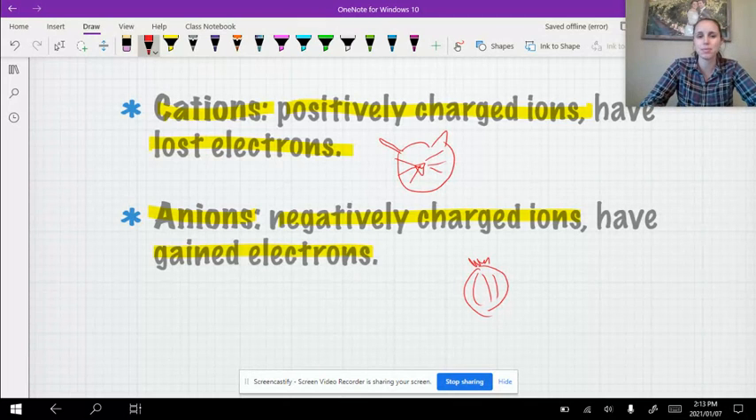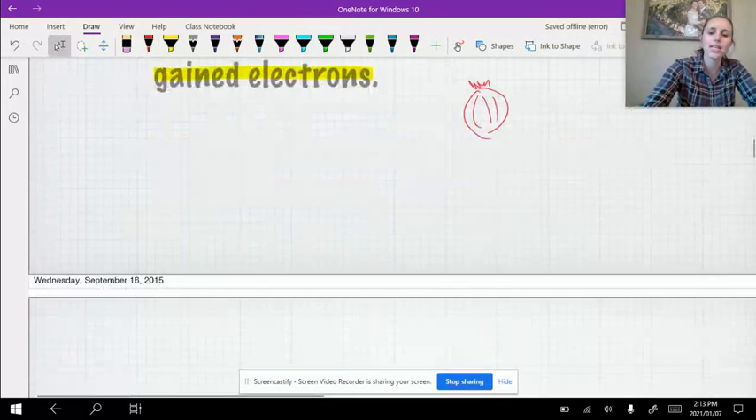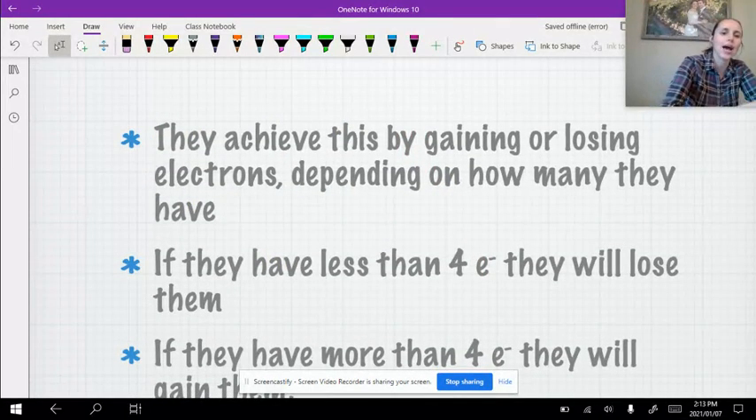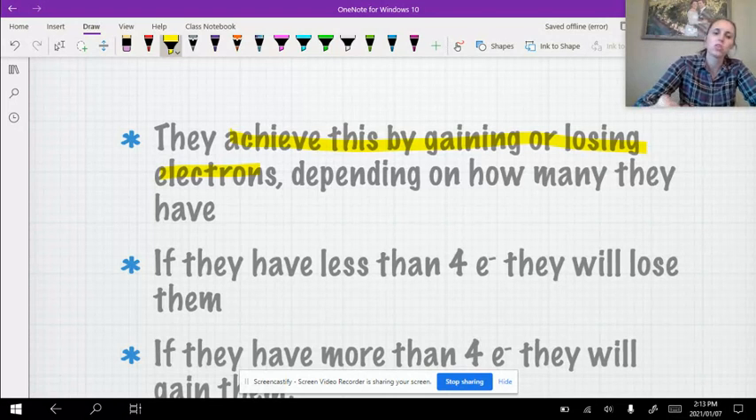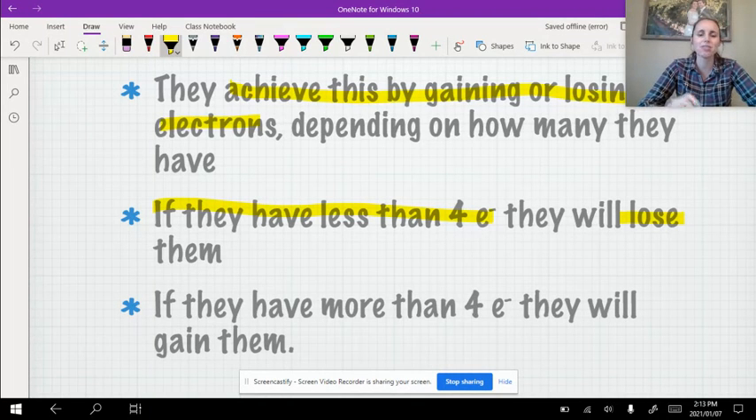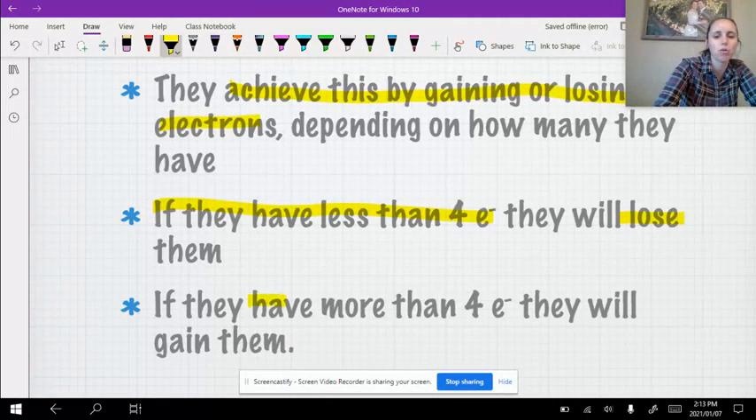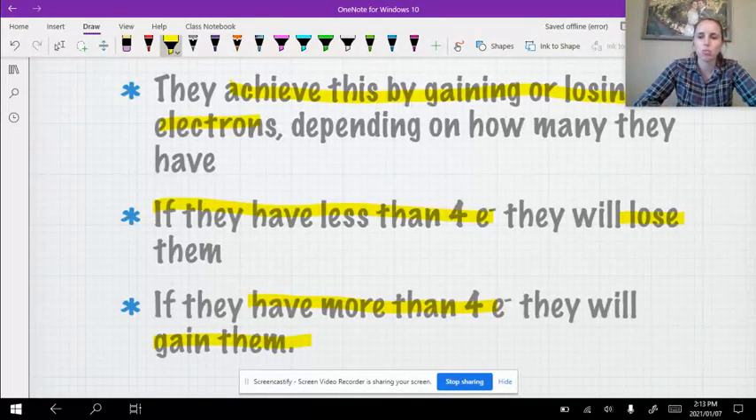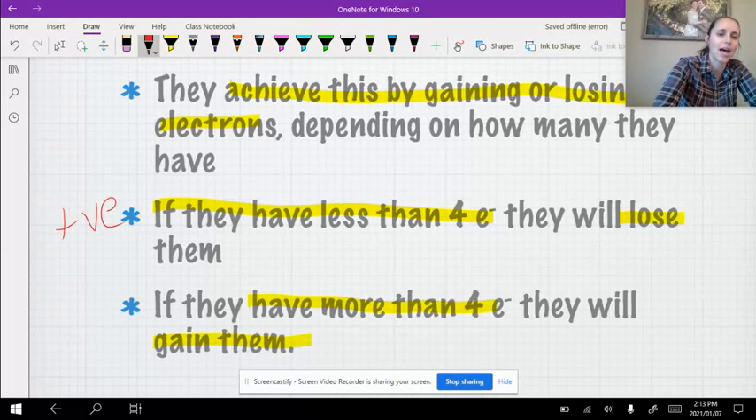Now that we understand the two different types of ions, cations and anions, let's take a look at how these might actually form. Ions achieve their charge by gaining or losing electrons, depending on how many they have. Our rule of thumb is: if you have less than 4, you're going to lose electrons. It's easier to lose than to gain to get to 8. If you have more than 4, it's easier to gain than to lose, so you're more likely to have a negative charge. If you're losing electrons, you end up with a positive charge.